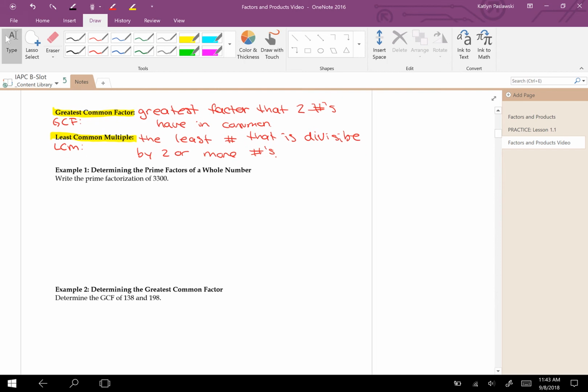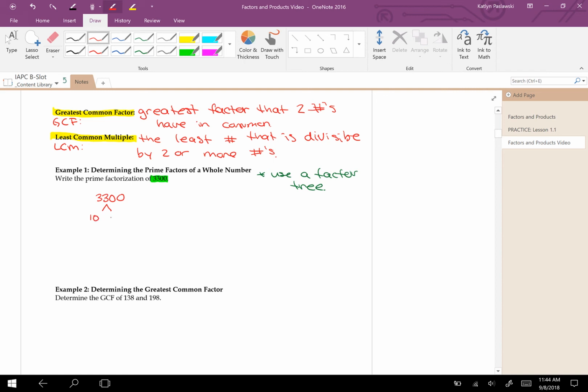Okay, let's take a look at this. We have example 1, determine the prime factors of a whole number. Write the prime factorization for 3,300. And we're going to use what's called a factor tree. So here, when we start with our factor tree, we're going to take 3,300. We're going to start at the top of the tree. I want to think of what two numbers can I multiply together to get 3,300. Could be multiple ways of doing a factor tree. This is how I'm going to break mine up.